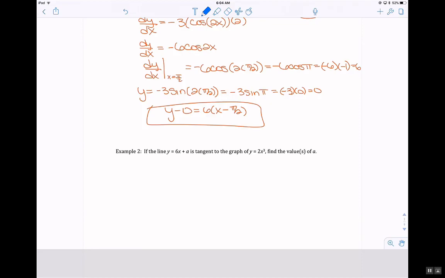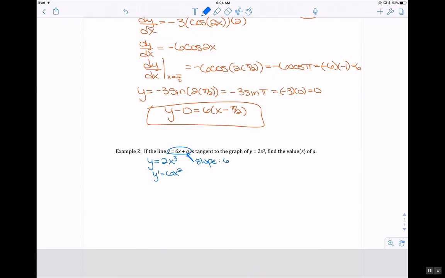If the line y equals 6x plus a is tangent to the graph of y equals 2x cubed, find the values of a. Okay, so the first thing I'm going to do is take my y equals 2x cubed, and I'm going to take the derivative. 6x squared. And it doesn't make any difference whether you write dy dx or you write prime. Okay. The slope of this line is 6, because it's the coefficient in front of x.